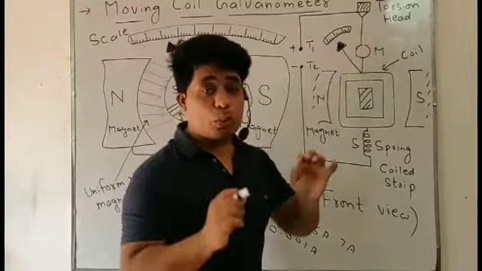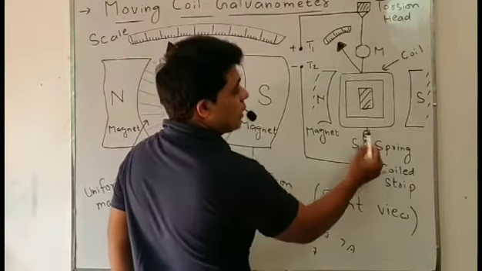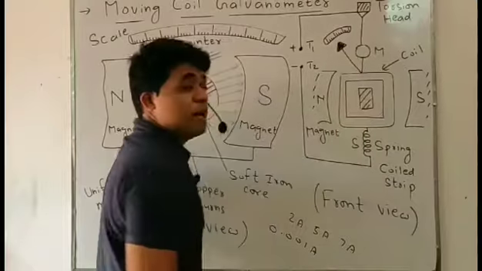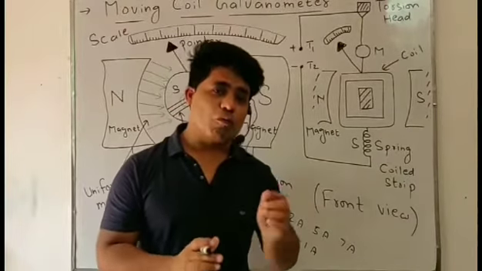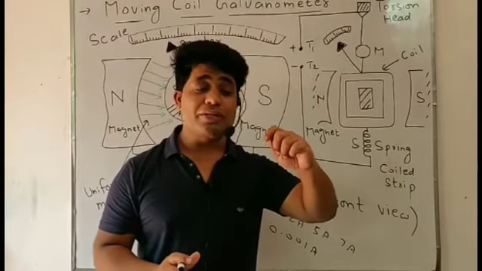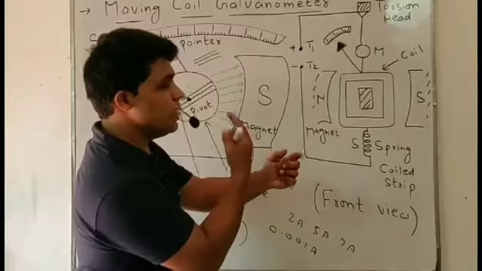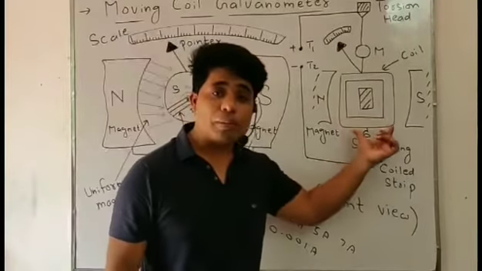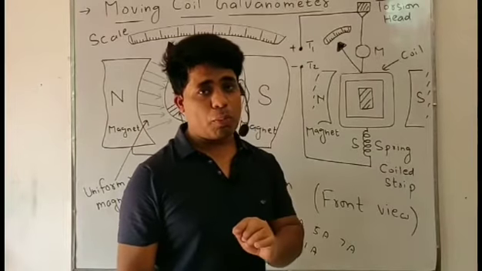And the most important thing, this wire, this spring, is made of phosphor bronze. Why do we use phosphor bronze? Because it is a good conductor as well as having the property of elasticity, so it can easily twist with the rotation of the coil. This wire is made of phosphor bronze. That is an important point.